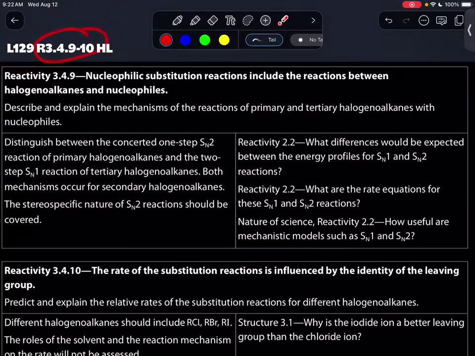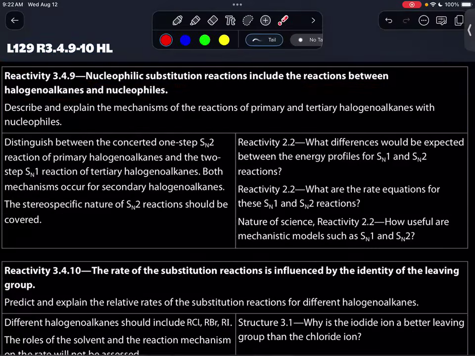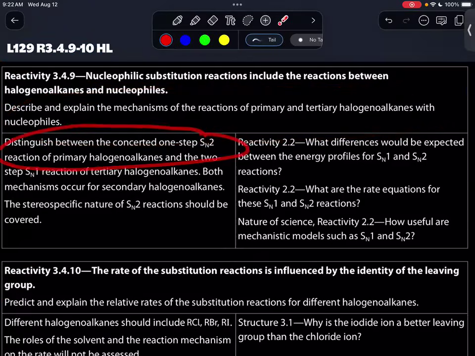Today we're going over reactivity 3.4.9 and 10. These are HL topics. In 3.4.9, we're going to talk about nucleophilic substitution reactions, which include the reactions between halogenoalkanes and nucleophiles. Furthermore, we're going to describe and explain the mechanisms of the reactions of primary and tertiary halogenoalkanes with nucleophiles. Within this, we'll distinguish between the concerted one-step SN2 reaction and the two-step SN1 reaction.